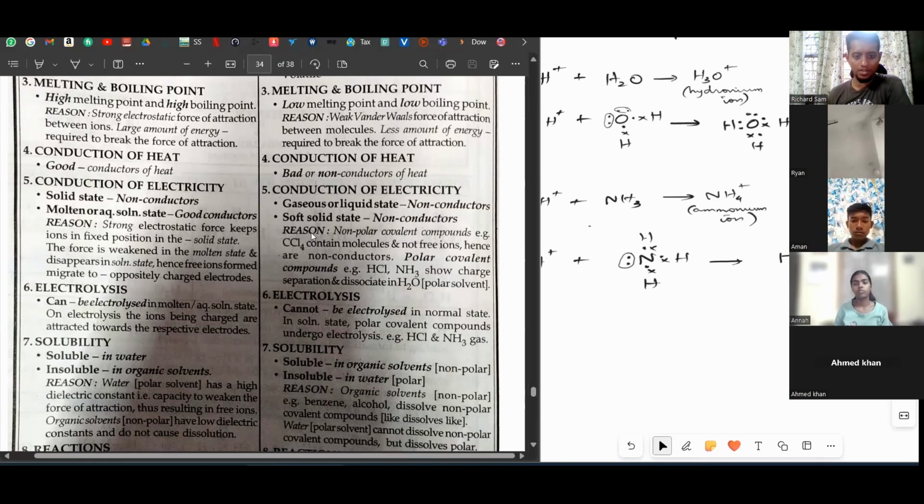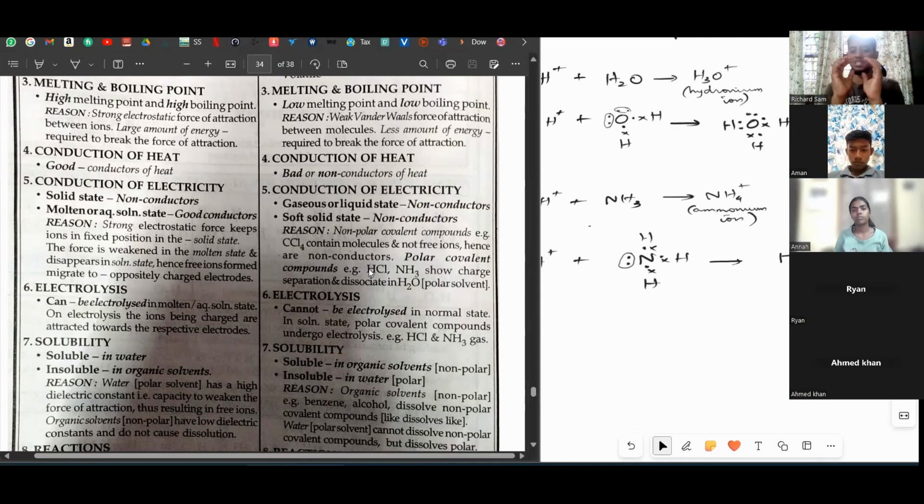Non-conductors. The reason is that non-polar covalent compounds, for example CCl4, contain molecules and not free ions. Hence, they are non-conductors. See, there are molecules and there are ions. Molecules means the atoms have combined and become a stable structure. That is a molecule. They don't conduct. But if those molecules separate into ions, then they will conduct.